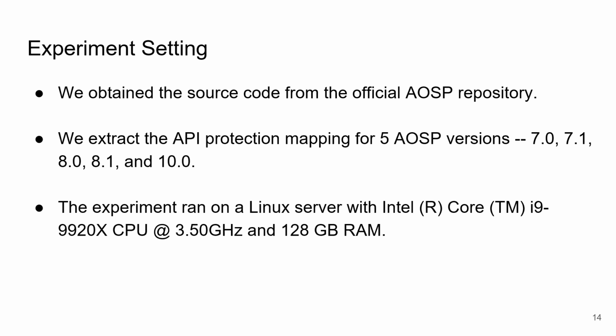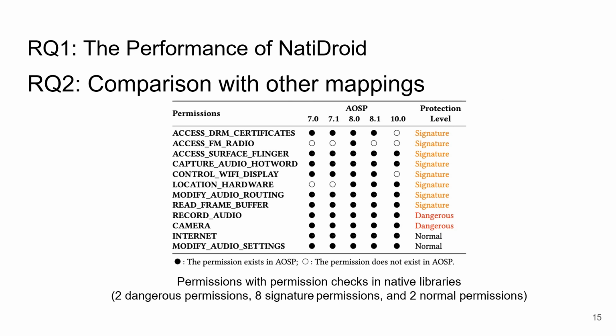As for the experiment setting, we evaluate NativeDroid on 5 AOSP versions. The experiment ran on a Linux server. In the table, we list the permissions that have permission checks in native libraries, including 2 dangerous permissions, 8 signature permissions, and 2 normal permissions.